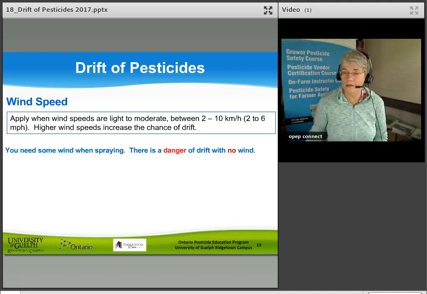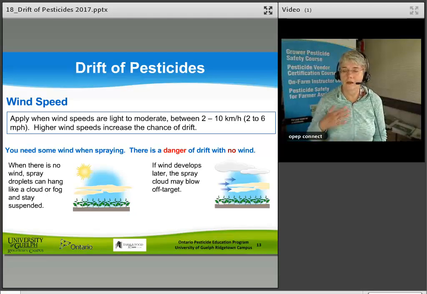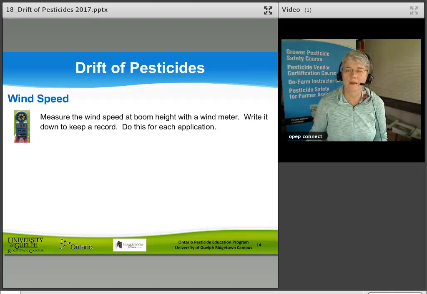You need some wind when spraying. There's a danger of drift with no wind, so you want some circulation. When there is no wind, spray droplets can hang like a cloud or a fog and stay suspended. We don't want that to happen. We want the droplets to get down to the target, to the plant. If wind develops later, the spray cloud may blow off target, so we need a little wind to prevent this cloud from happening. Best practice is to delay spraying until there is some wind movement.